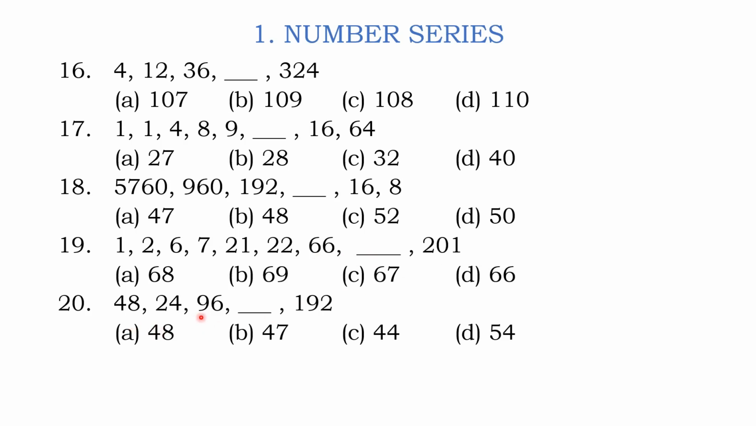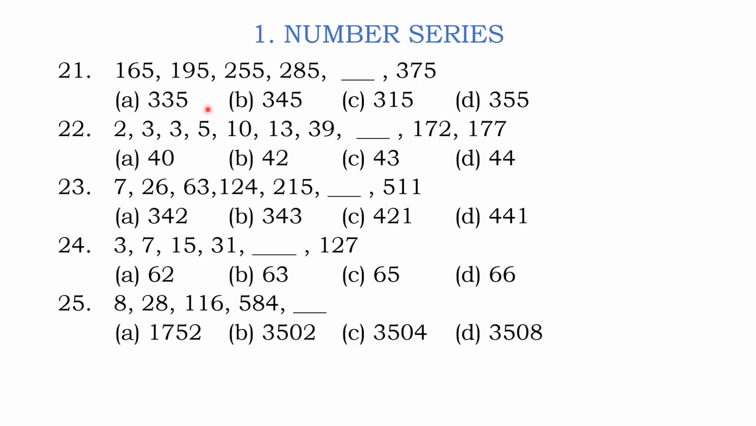48, 24, 96, blank, 192. So here 48, 24, 96, right? In this particular problem, 48 is divided by 2, which is 24. 24 multiplied by 4 is 96. Then again 96 divided by 2, 48. 48 multiplied by 4 is 192. So the answer is 48.